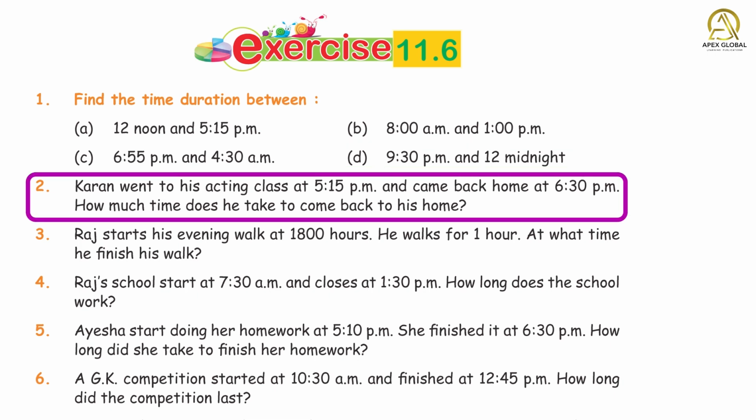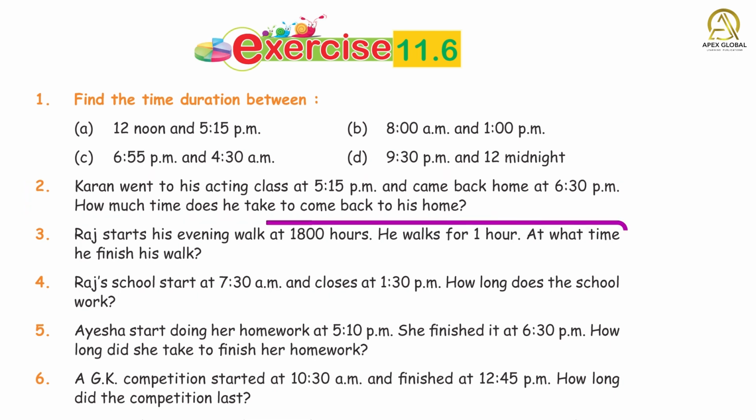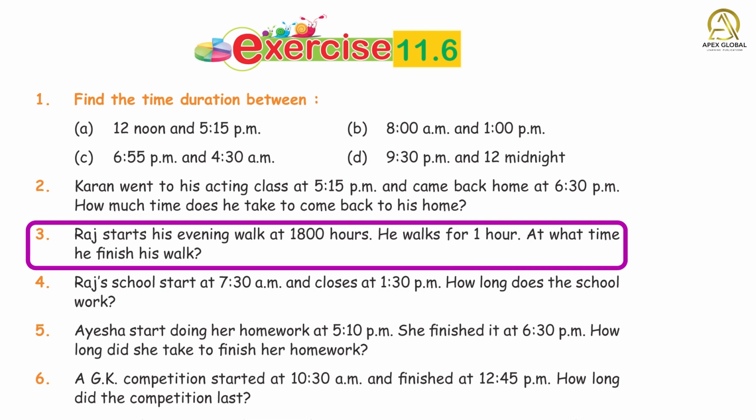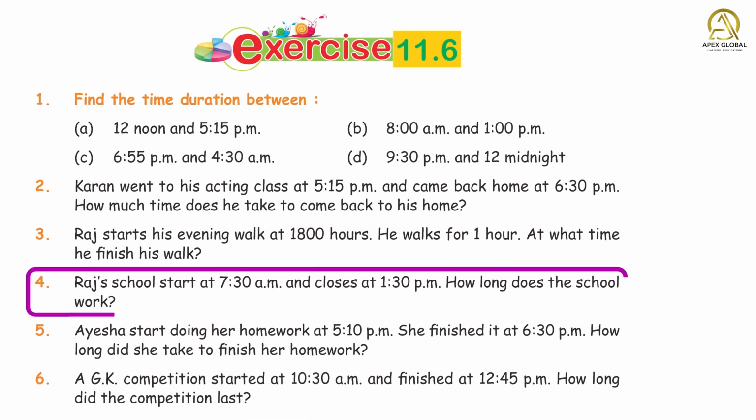Question 2. Karan went to his acting class at 5:15 p.m. and came back home at 6:30 p.m. How much time does he take to come back to his house? 1.25 hours. Question 3. Raj starts his evening walk at 1800 hours. He walks for 1 hour. At what time does he finish his walk? 1900 hours.